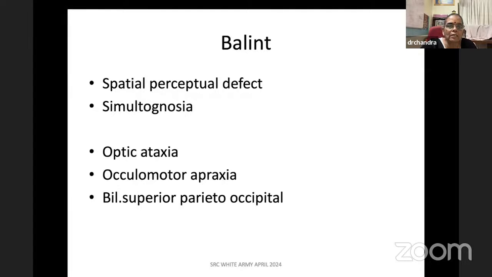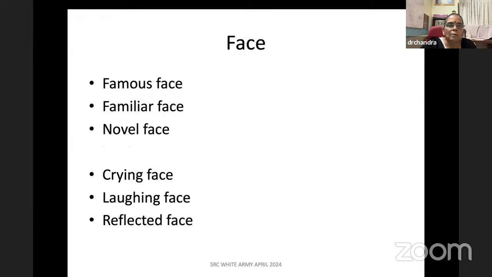Balint syndrome, I said, is a spatial perceptual defect. So he has simultagnosia. He has optic ataxia, visually reaching for the object in the wrong place, and oculomotor apraxia, unable to move the eye towards the target. This is seen in bilateral superior parieto-occipital pathology.